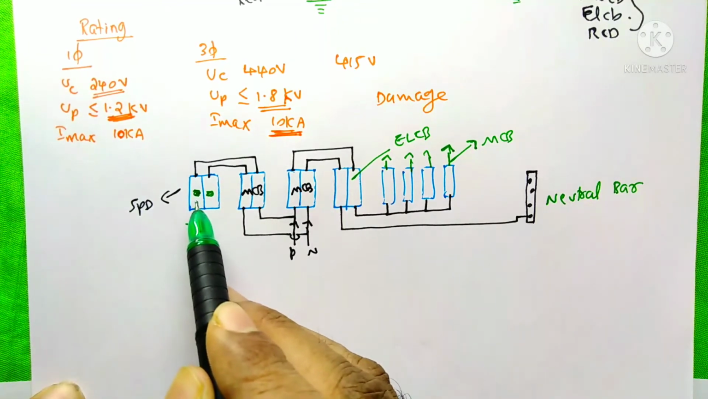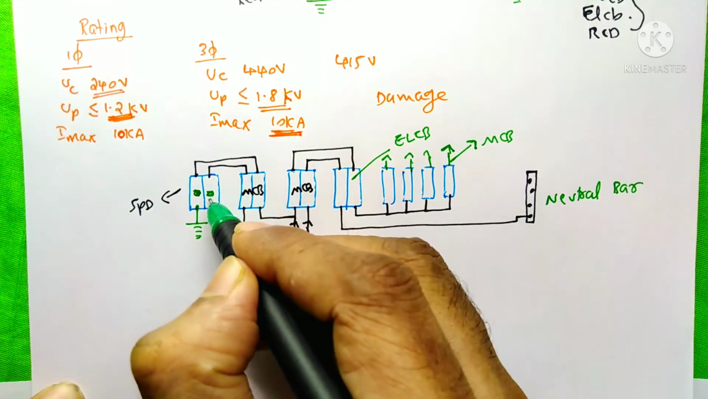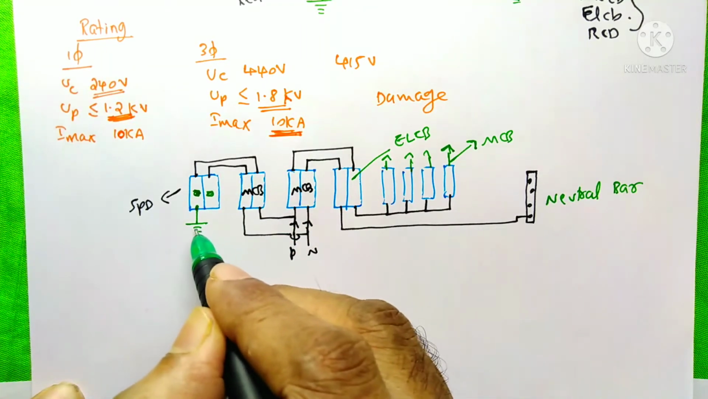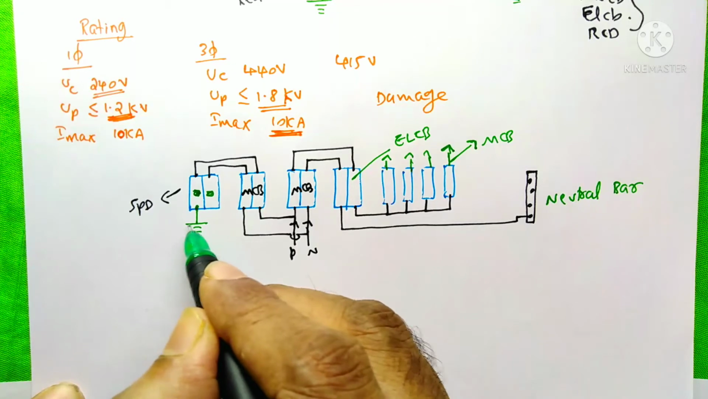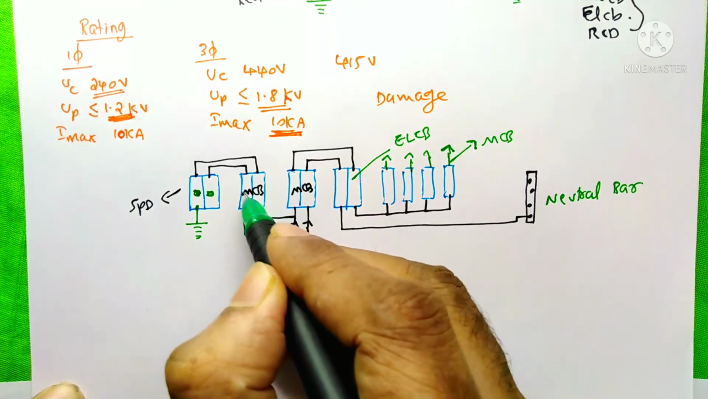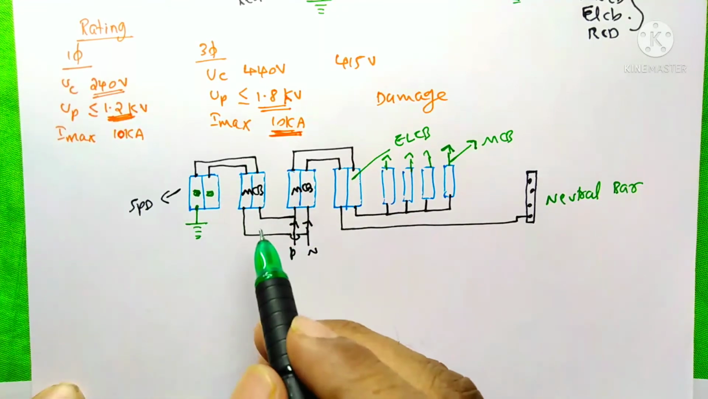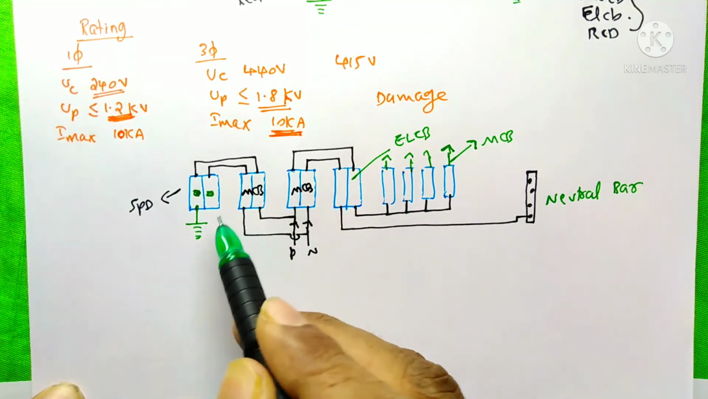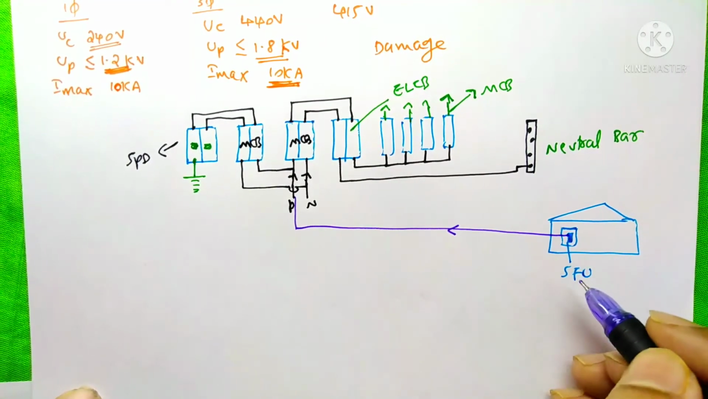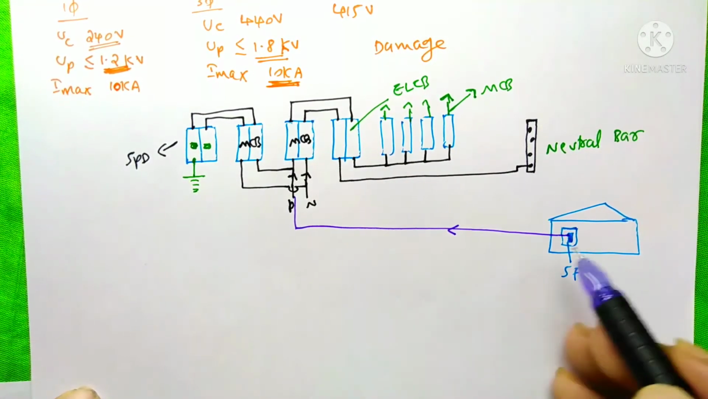Suppose it is damaged, then the NO contact of this SPD will become NC, and a continuous current leakage will happen through this link. At that time the MCB will trip and isolate the circuit. Suppose you install this SPD without this MCB, at that time the MCB or fuse in your switch fuse unit will be cut off.